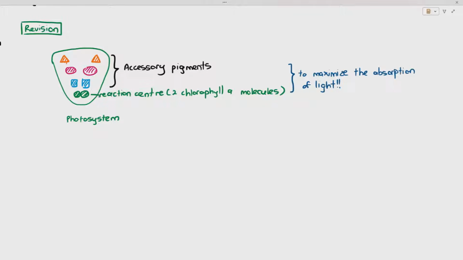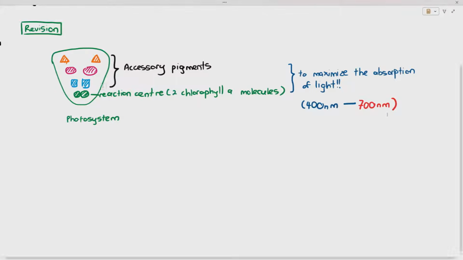In fact, visible light falls under the range of 400 nanometers to 700 nanometers. Right? So there are many different varieties of the wavelength of light. So having different types of pigments will allow the photosystem to absorb different types of light. So what do I mean by that?